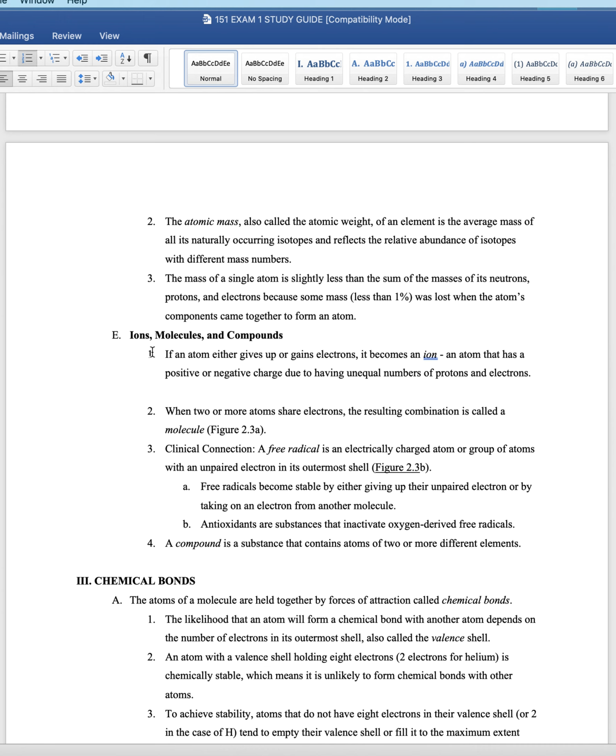Now, we have ions, molecules, and compounds. So anytime an atom gives up or gains an electron, it becomes an ion.